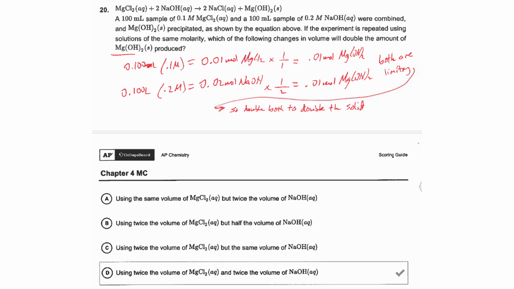Number 20. I wasn't sure, based upon that initial data, which one of those was limiting the reaction. So then I did the math, as you can see. I did liters times molarity, then my mole ratios, and it turns out that 100 milliliters of one thing, 100 milliliters of the other thing, both produce the same mass of MgOH, the same moles of MgOH. So they're both limiting. Well, if you want to double the amount produced, you're going to have to double both of them. Yeah, so doubling both reactants will double the amount produced. Because neither one of them is an excess, you do need to double them both.